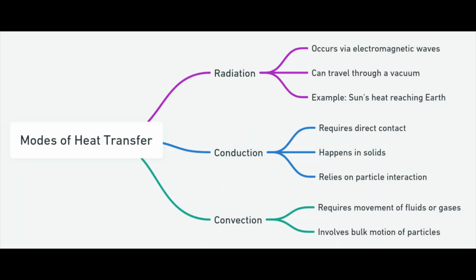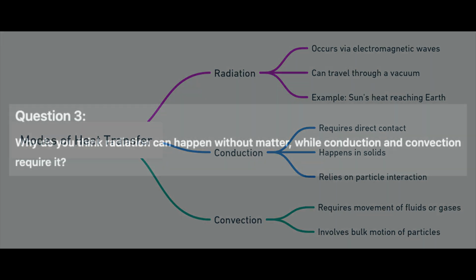Radiation occurs via electromagnetic waves, which can travel through a vacuum without the need for particles. This is why we can feel the sun's heat on the Earth, even though space is nearly a vacuum. In contrast, conduction and convection rely on particles interacting. Conduction requires direct contact between solids, and convection depends on the movement of fluids or gases.